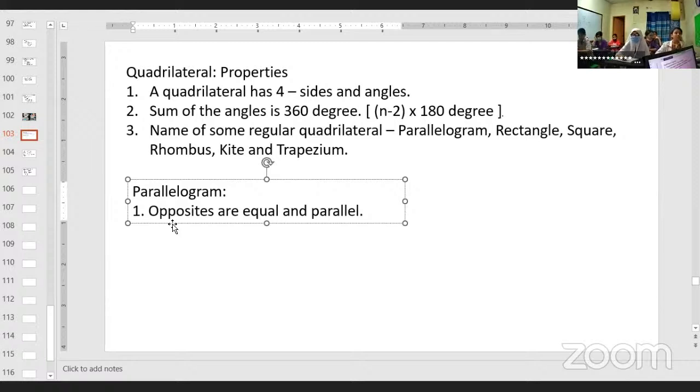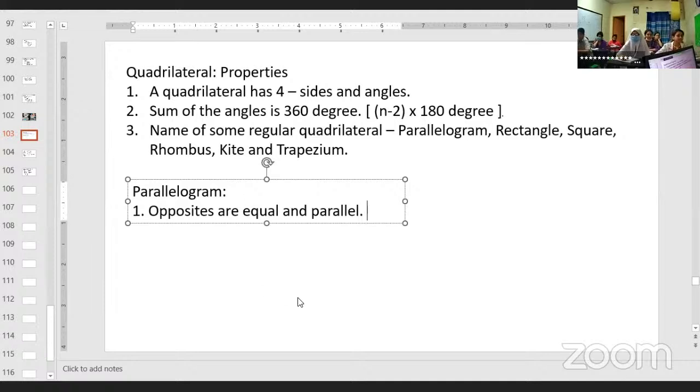If you are given a quadrilateral and provided the information that one pair of opposite sides is equal and parallel, no doubt that is a parallelogram. We don't have to think about the next pair. We don't have to think for that.